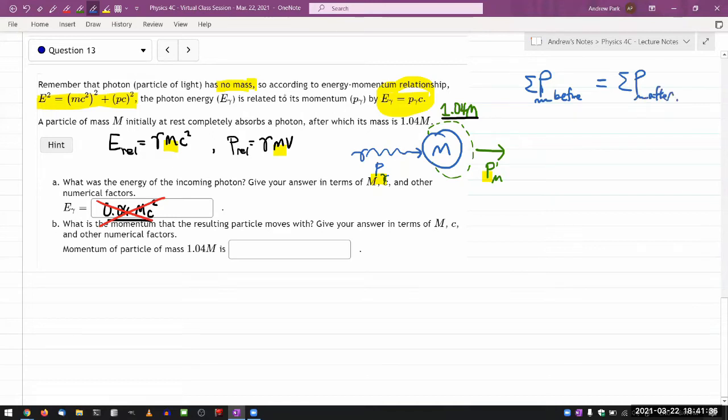So my four-momentum before, for the sake of compactness, I'll just write it as one momentum four-vector, but I'm doing the sum of the momentum four-vector of the photon and the momentum four-vector of the massive particle. The first component here should be the energy divided by c. In the case of the photon, it'll be the photon energy divided by c. And in the case of the particle that was at rest, it's going to be mc squared divided by c, so just mc.